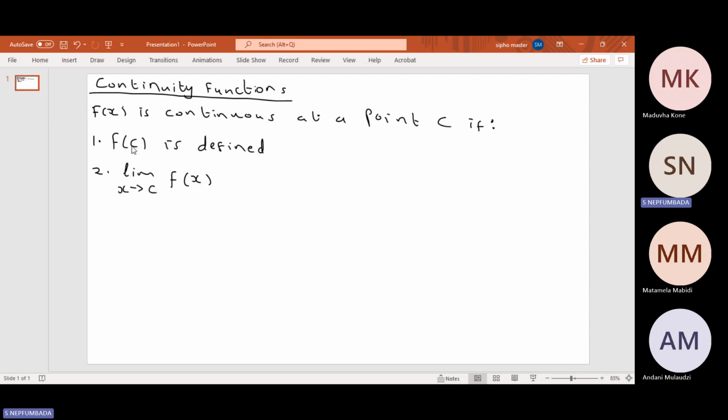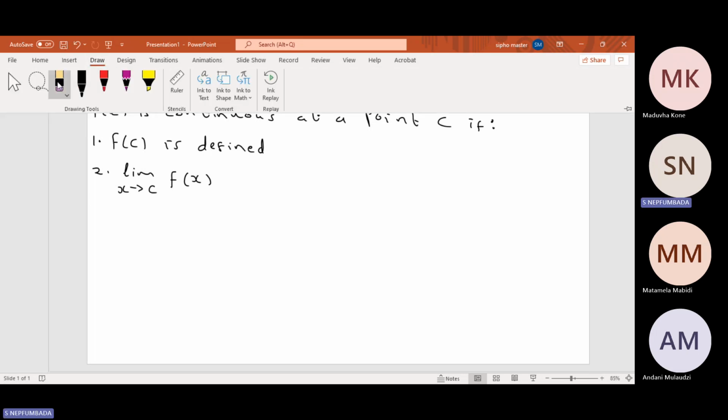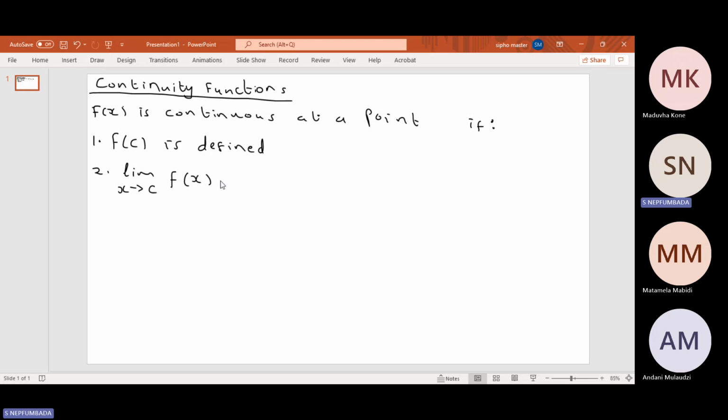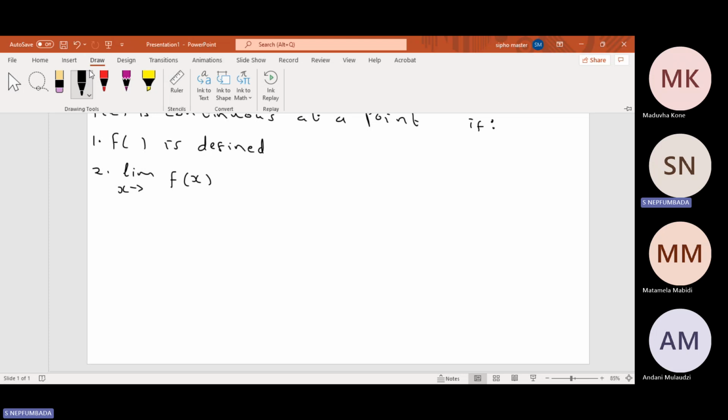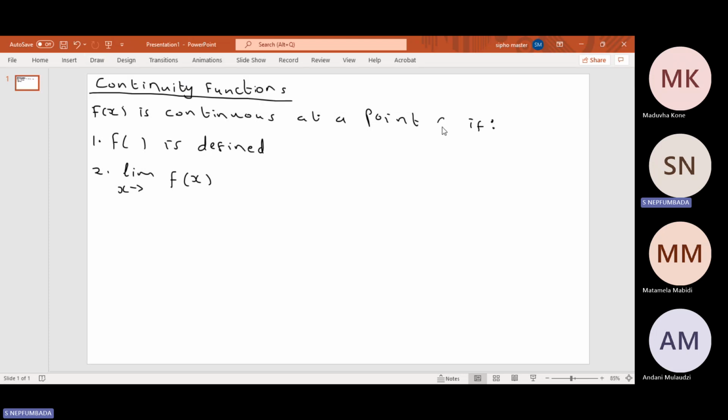I don't know why on your side you're using C, but they normally use A here. Let's use what they use. When you reach mainstream, you will see they will use A.